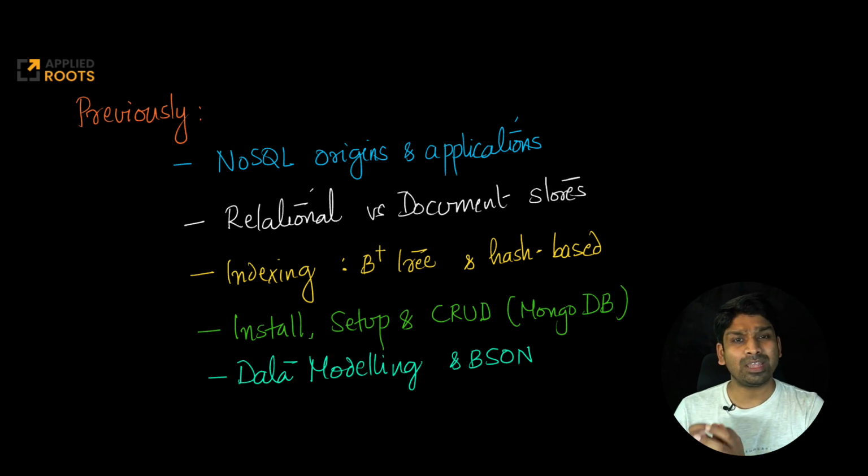Then we learned about the internals of indexing. We learned how indexing is done using B+ trees and also hash tables, both in relational databases as well as in MongoDB. We also set up MongoDB on a local laptop/desktop, and we also learned some basic CRUD commands, like how do you create a database, how do you create a collection, and simple things like that. We also learned about the BSON format, the binary JSON format that MongoDB uses and why it uses binary JSON, also with some more details on how data modeling can be done.